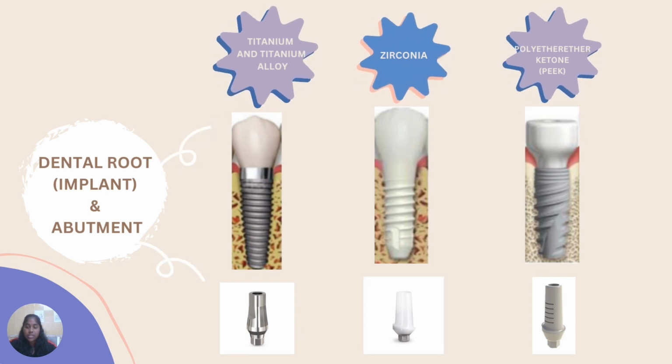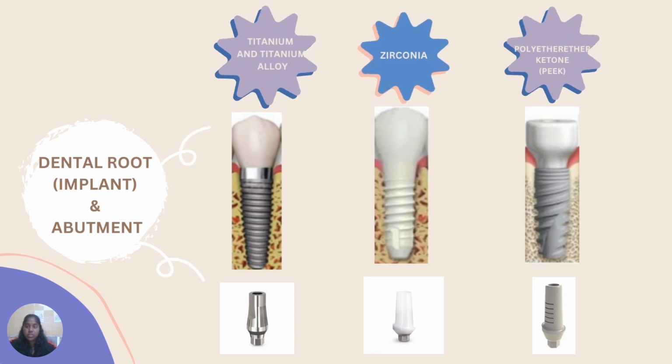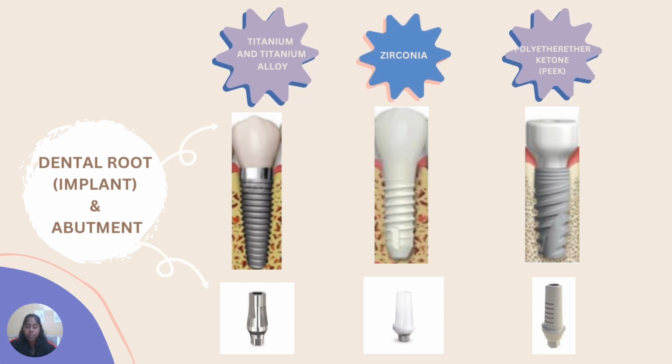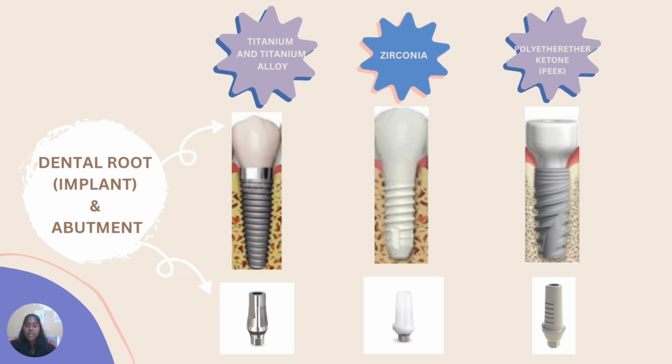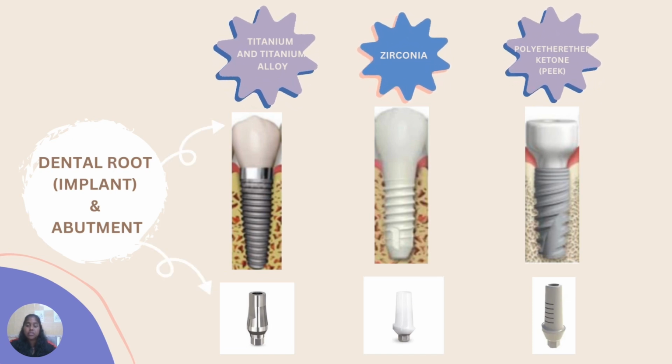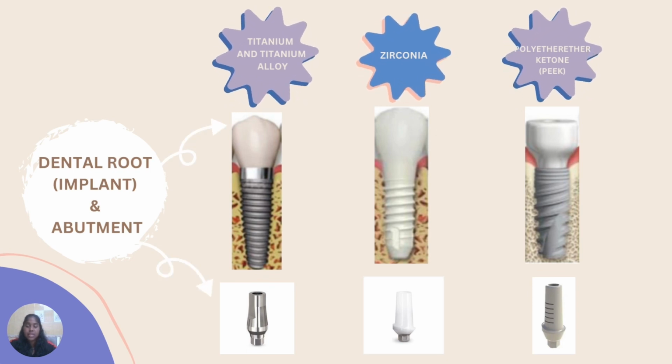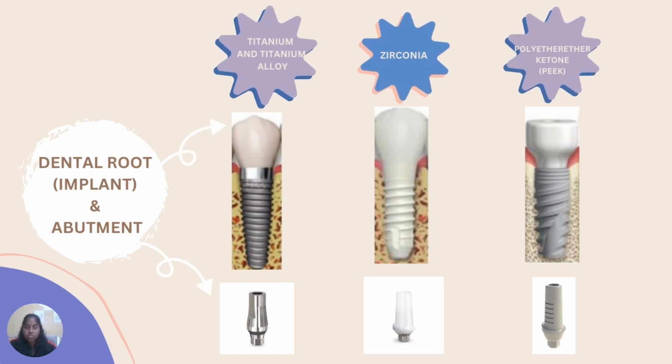The third one is polyether ether ketone. Polyether ether ketone is a polymer. It is known for its excellent mechanical properties, high temperature resistance, chemical resistance, and biocompatibility for dental root, and also for an abutment. Unlike metal implants, PEEK implants are resistant to corrosion. It is also a lightweight material.